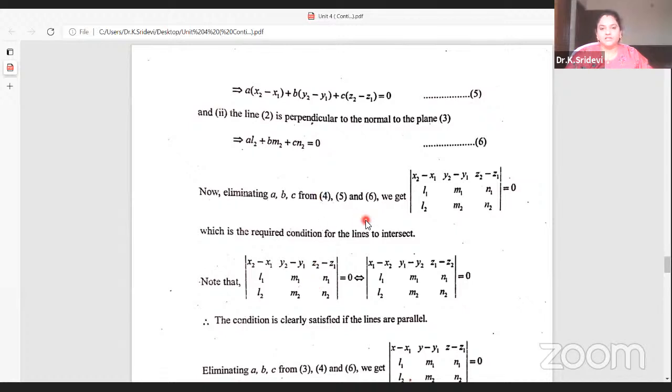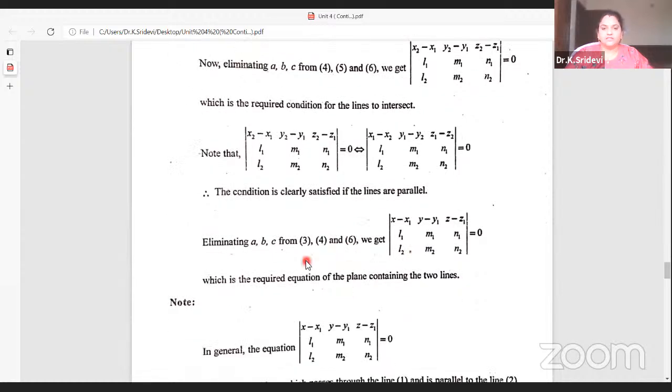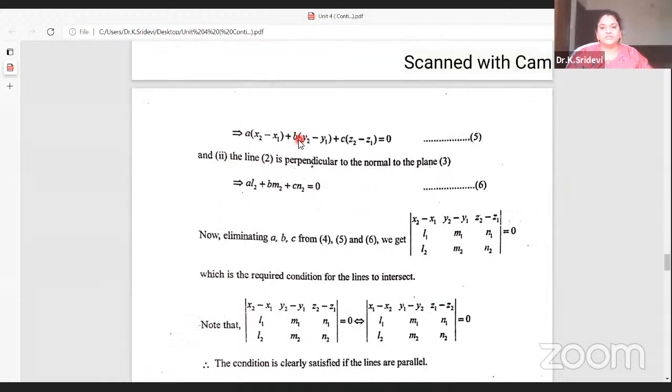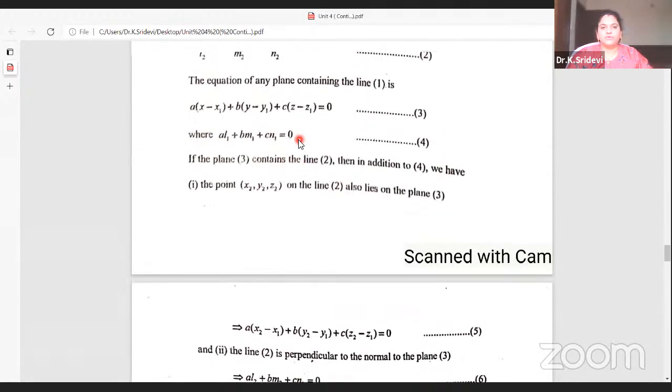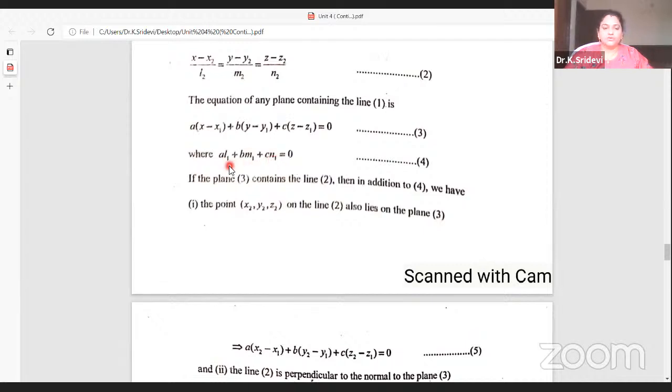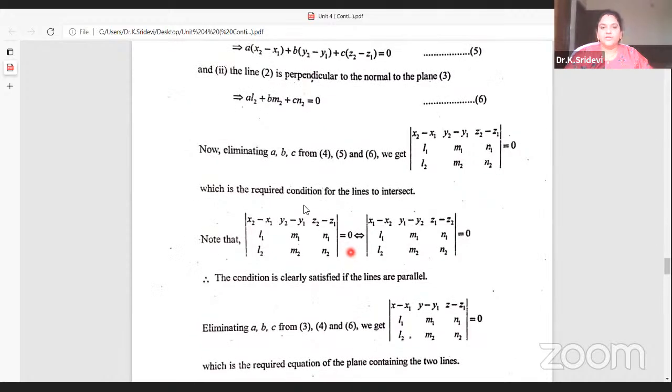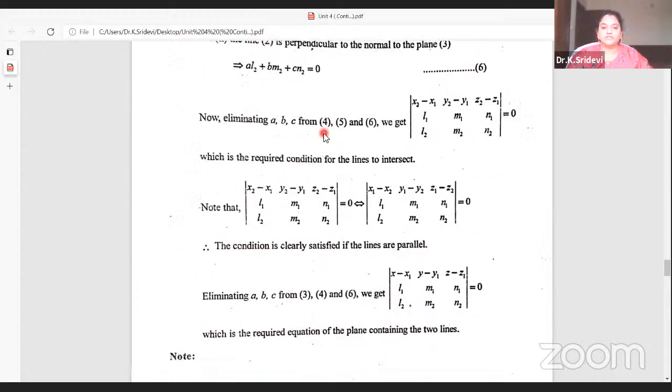From these three equations, 3, 4 and 6, we can eliminate A, B, C. After eliminating A, B, C from these three equations, we can write the determinant like this. From the third equation, we get the first row: x minus x1 is the coefficient of A, y minus y1 is the coefficient of B, and z minus z1 is the coefficient of C. Next, equation number 4 is A L1 plus B M1 plus C N1 equals 0. L1 is the A coefficient, M1 is the B coefficient, and N1 is the C coefficient, so take L1, M1, N1 as the second row. Similarly, the sixth equation is A L2 plus B M2 plus C N2 equals 0, where L2, M2, N2 are the coefficients of A, B, C respectively.